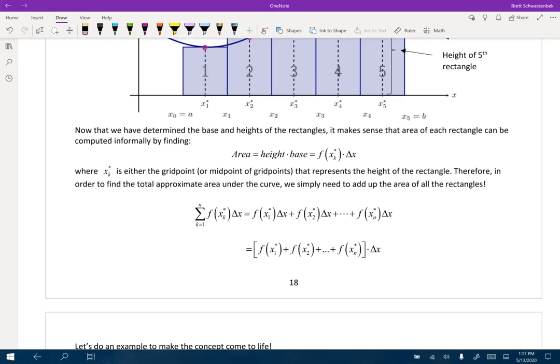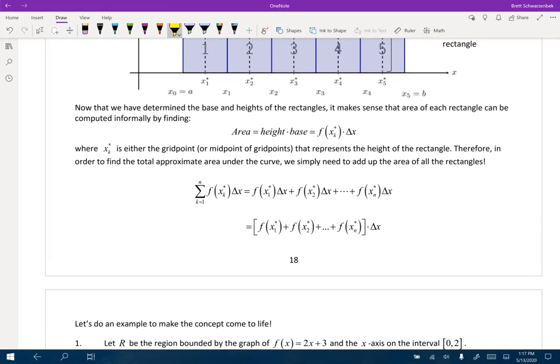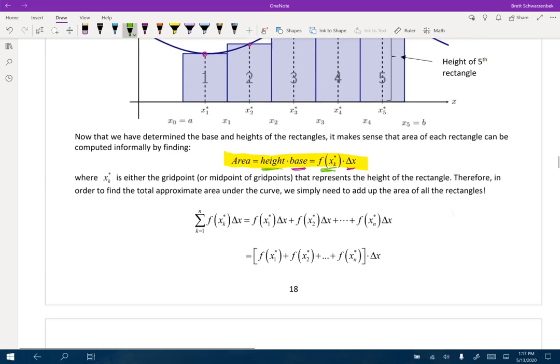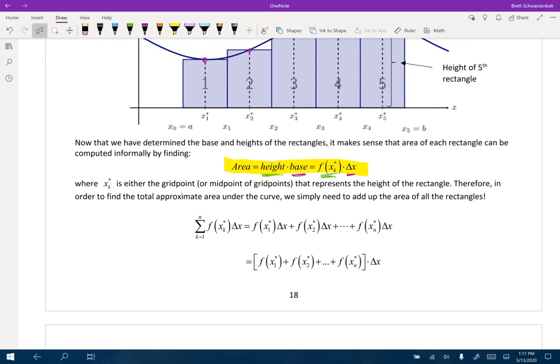Okay, so in the end, what do we basically need to do? We just went through these previous several pages, and we talked about first how to find the base. The base of the figure is the change of x. We figured that out using a formula. And then we determined how to find the height of all the rectangles, and we use a symbolism called f of x star k. It sounds very galactic, but basically, what is x star k? All it is is the value either of the grid point or the midpoint of the grid points.